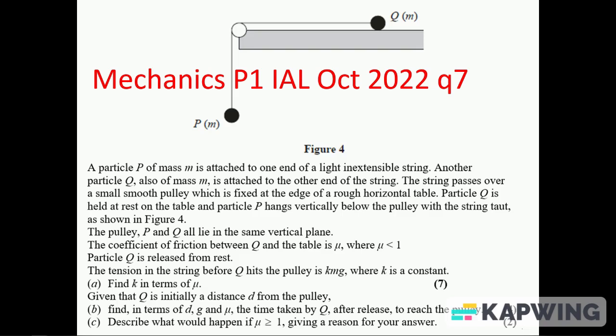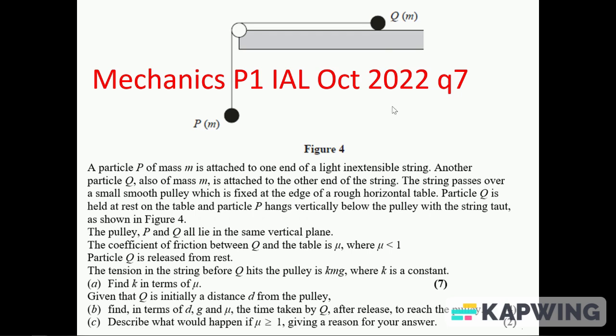Right, mechanics P1 International A level, October 2022. Question 7. So it's a new specification. We've got a table and a pulley, particle P, mass M, attached to one end, another particle Q, same mass, attached to the other end, passes over a small smooth pulley, edge of a table. Particle Q is held at rest, and then P hangs vertically below the pulley with a string taut.